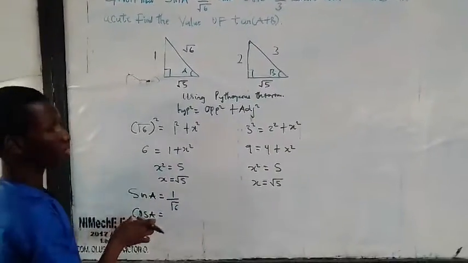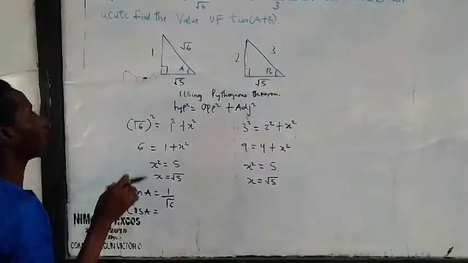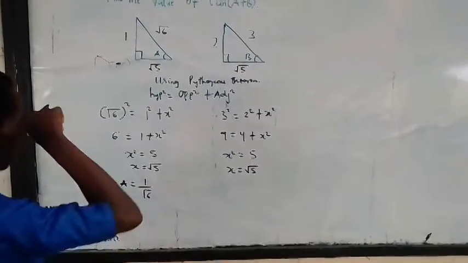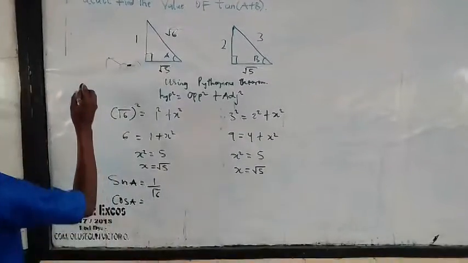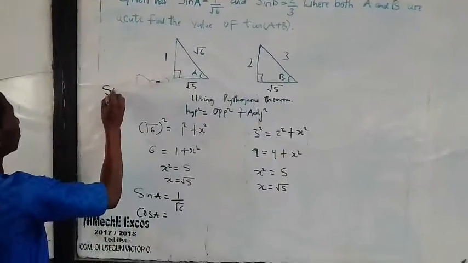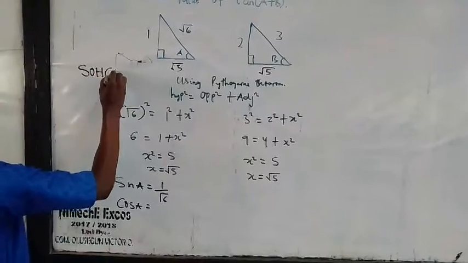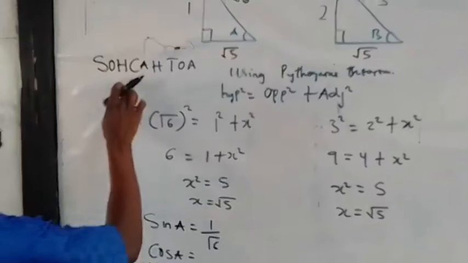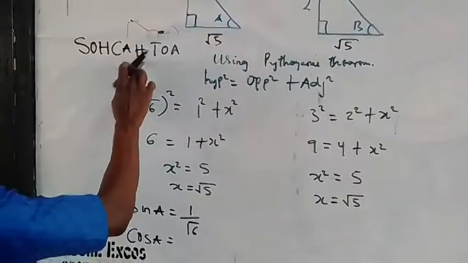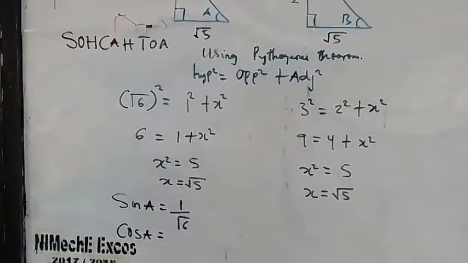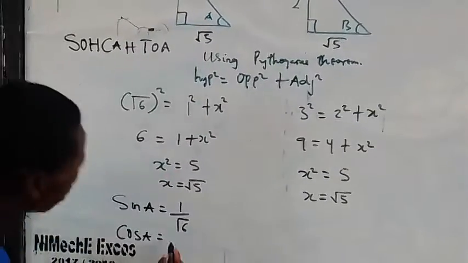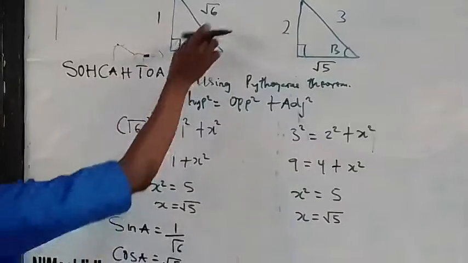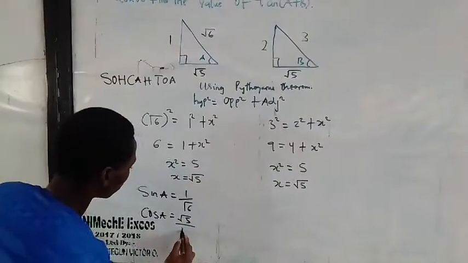So as we all know, cos is equal to adjacent over hypotenuse, from the abbreviation. Cos simply means adjacent over hypotenuse. What is our adjacent? Our adjacent is root 5, all over our hypotenuse, which is root 6.